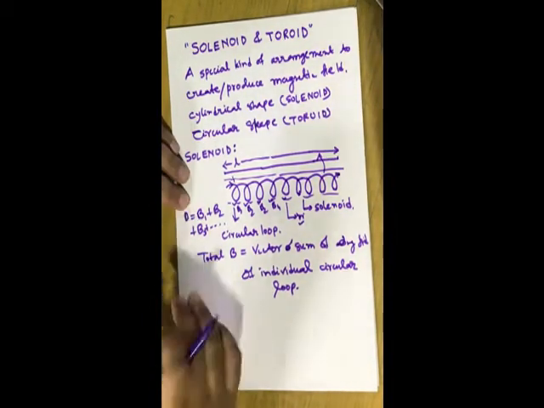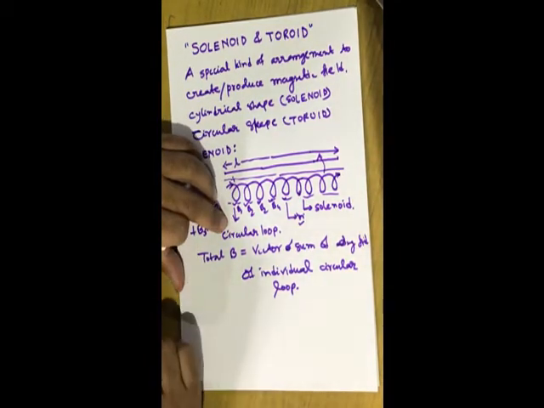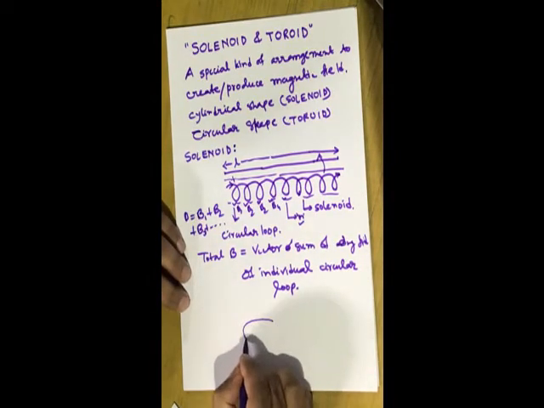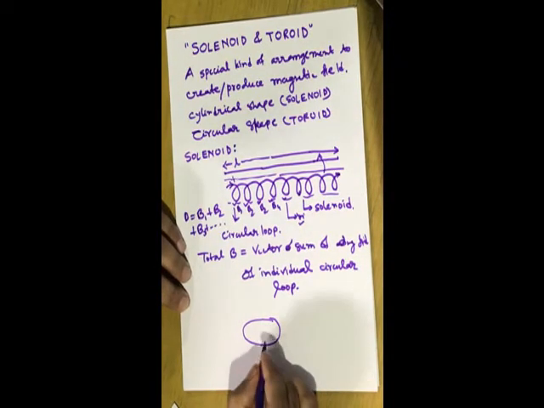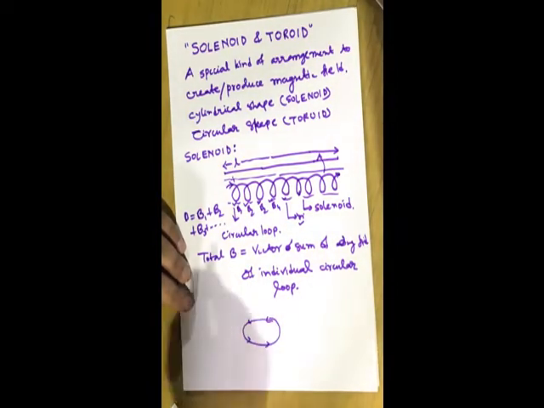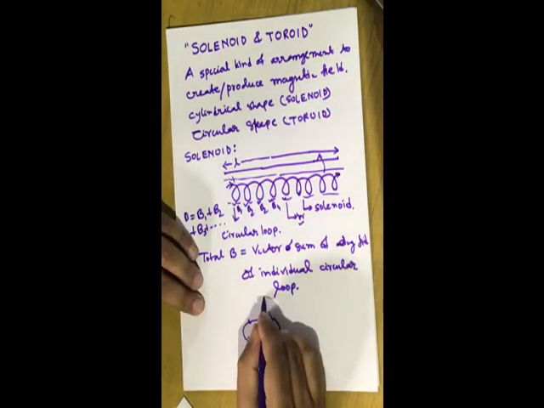For that you need to know the value and the direction of the magnetic field as produced by a circular loop. For example, if you remember, if we consider a circular loop carrying a current in the anti-clockwise direction, then the shape of the magnetic field, if you remember, was like that.